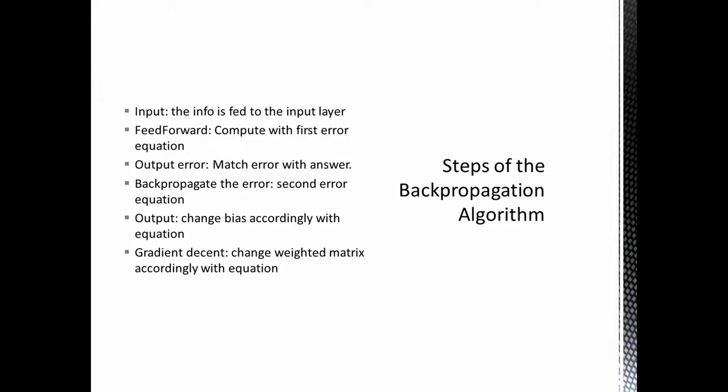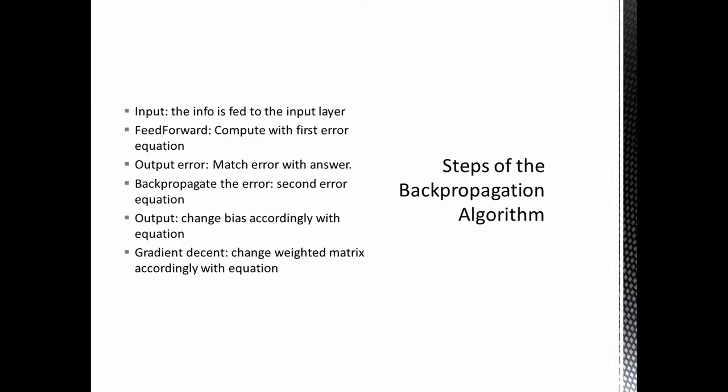Okay, so this is the step of the back propagation algorithm. You got the input, which feeds in, and then you use a feed forward, which uses the first formula I showed you, and pushes all the errors towards the end. And then you got back propagation, which is the opposite, because neural networks have been around for a long time. It's just until we discovered backwards propagation that it actually became useful.